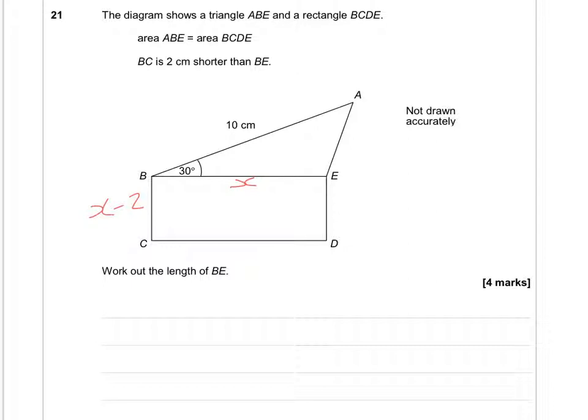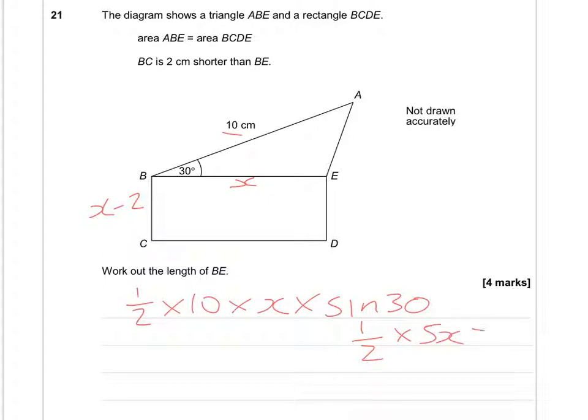To find the area of a non-right angled triangle, we're going to do a half times a, which I'm going to say is 10 centimeters, times b, which is BE, so we're going to say that that's X, and times sine of the angle, which is sine 30. Now sine 30 is a half, so I'm doing a half times 10, which is 5, and I'm timesing that by X, so I've got a half times 5x, which is 5x over 2.